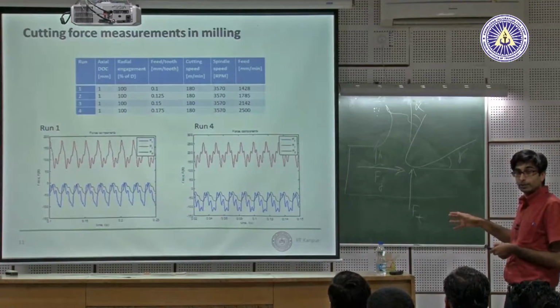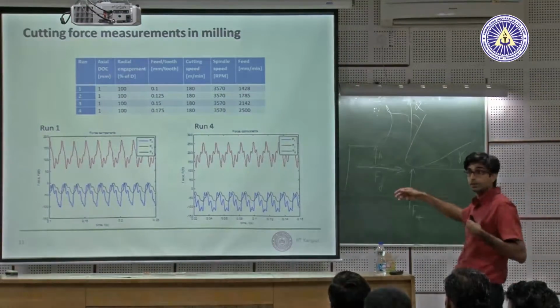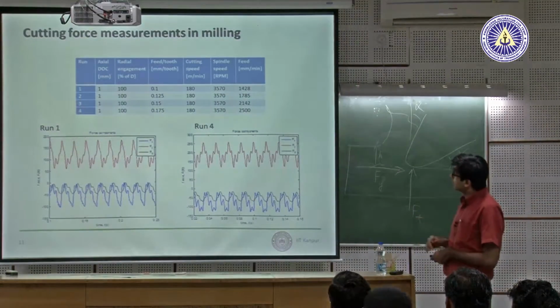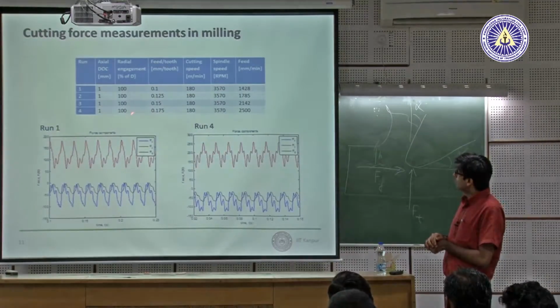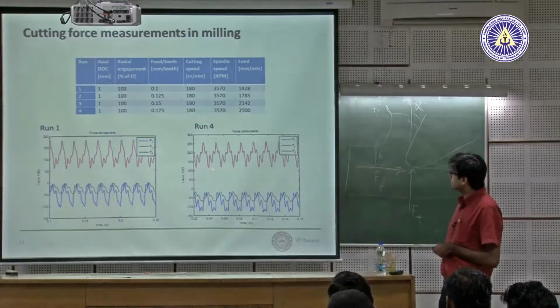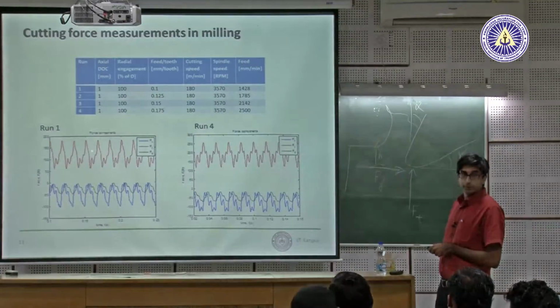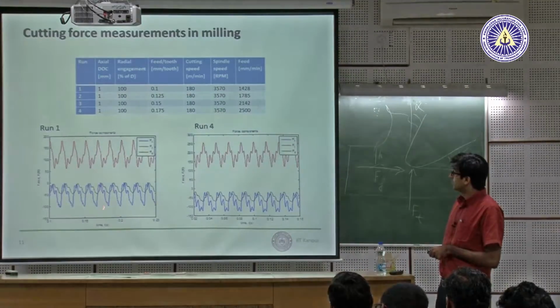So this is what we look at. These are experiments that I was doing earlier in preparation for this lab. So this is run 1, run 2, run 4. Run 1 and run 4, all we've done is change the feed, and you can see how force levels are changing. Here the maximum force is about 190, 200 Newton. This is Y.